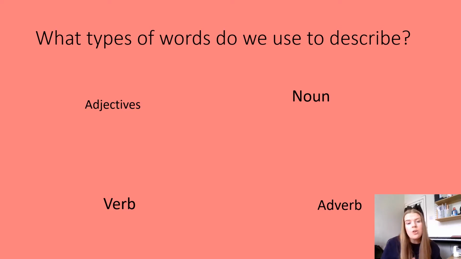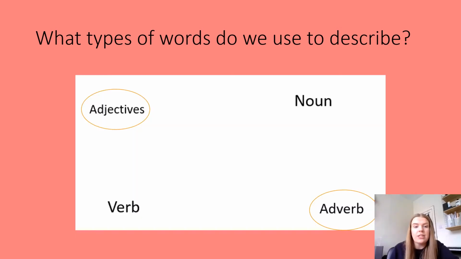I've put 4 different types of words up for you to have a look at, and I want you to think about which words are words we use to describe. We should straight away know one of these. So have a think, pause this video and talk about what these words are and what they do and which ones help us to describe. Okay, so we're going to have a look. Let's discuss this in detail.